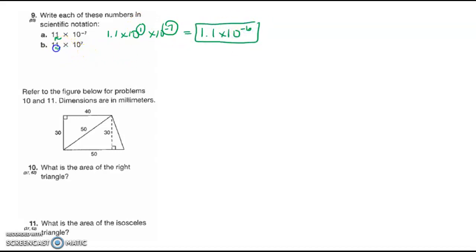Here I'm moving it the same direction. I have 1.1 times 10 to the 1 times 10 to the 7. I'm going to add these. 1.1 times 10 to the 8.